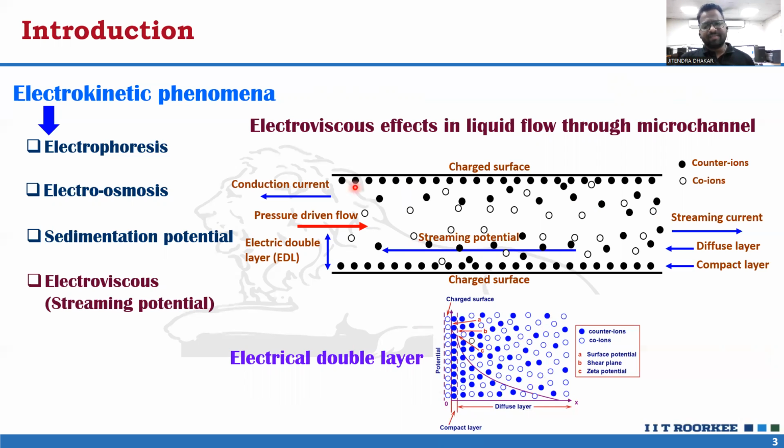So when a pressure driven flow is applied on the microfluidic device, the excess ions in the EDL move with the liquid and generate a current called the streaming current, and the potential related to this current is called the streaming potential. The streaming potential drives ions in the EDL opposite to the pressure driven flow and generates a conduction current that drives liquid with them and retards the primary flow. That effect is commonly called the electroviscous effect.